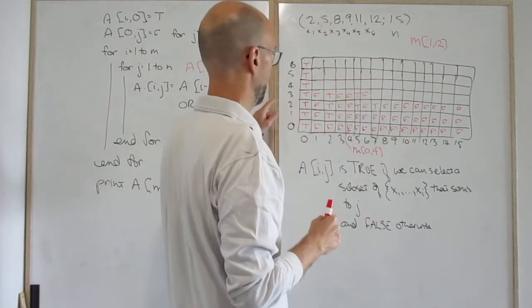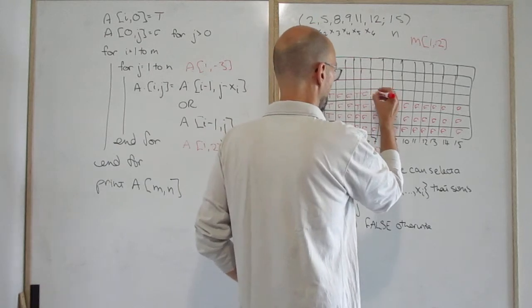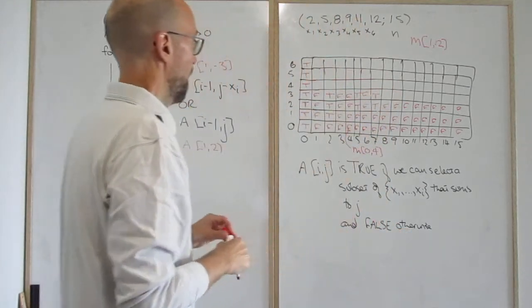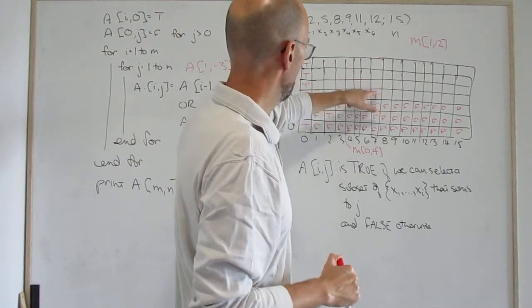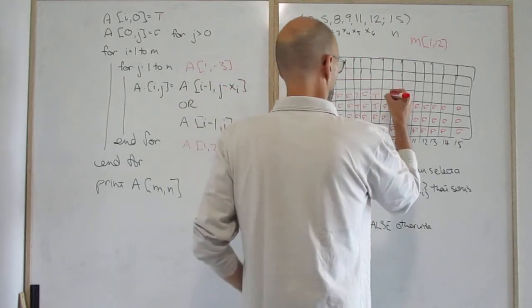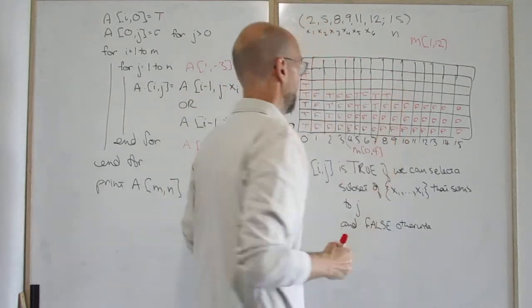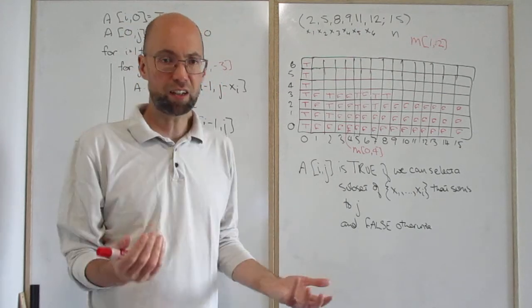Here, it's off the side of the matrix. We look down, it's a true. Here, we look down, it's a false, but we look over 8: 1, 2, 3, 4, 5, 6, 7, 8, and we look down and it's a true. Can we choose a subset of x1, x2, x3 such that the sum is 8? Yes, we just take x3.